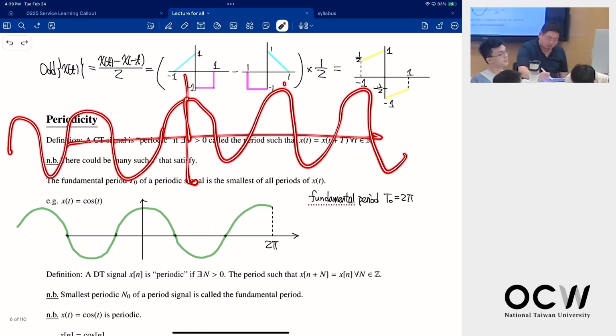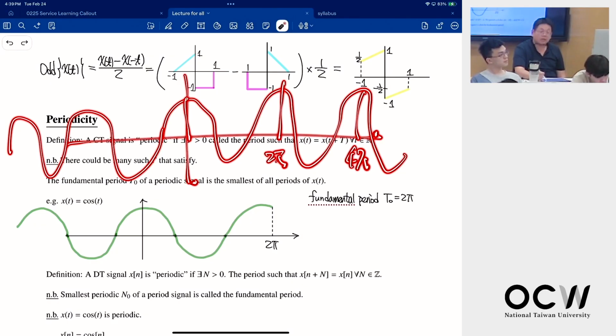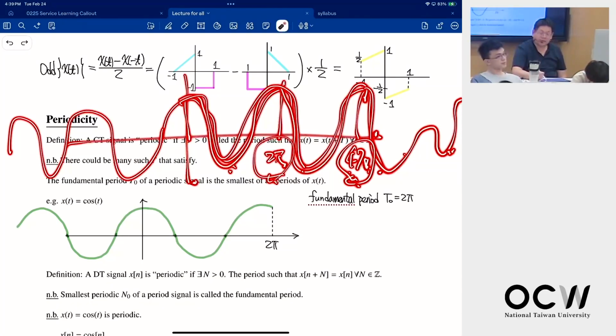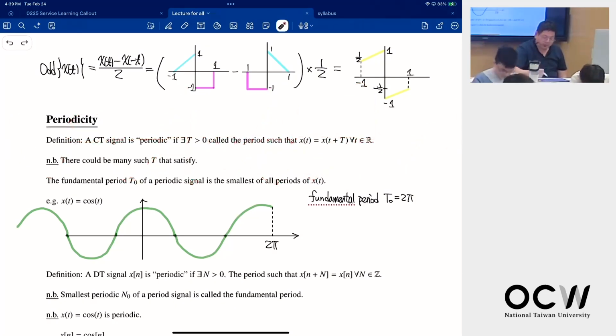This is 2 pi, right? And here's 4 pi. You can also say that the period is 4 pi. So like here, and then every 4 pi, they have the same shape, but it is not the smallest period. The smallest one is 2 pi. So you can see that if I shift by 2 pi, you still get the same shape. If you shift by 4 pi, you still get the same shape. But the fundamental one is the smallest one.